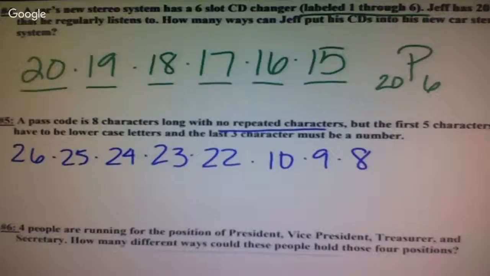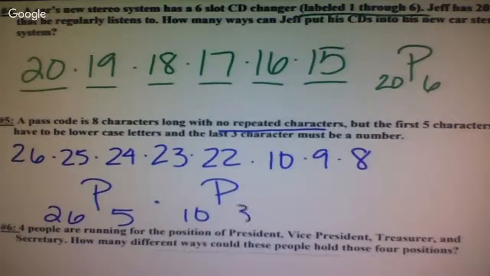So we could write this as 26 permutate 5, because I've got 26 letters and I'm filling in 5 slots, times 10 permutate 3. I've got 10 numbers and I'm filling in 3 slots.